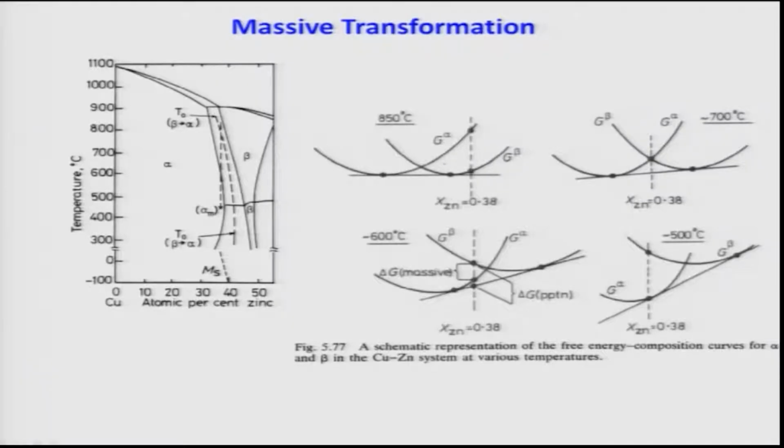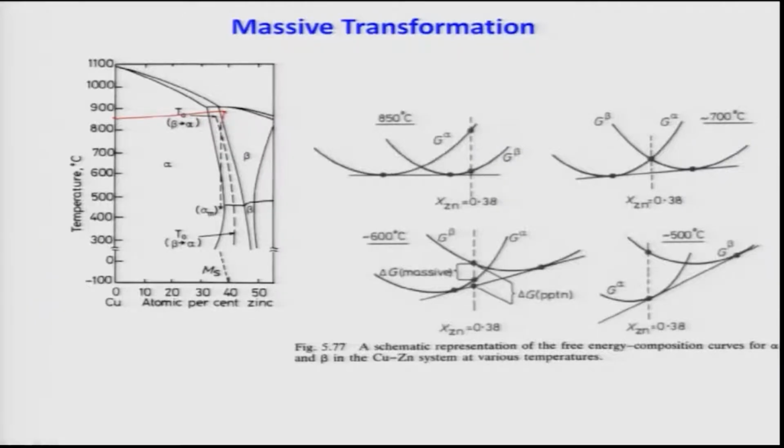At 850 degrees Celsius, the free energy curves of alpha and beta are drawn, you can see that, and the common tangent is this. This is my alloy composition, 38.7% zinc, and for this alloy there is no driving force for the transformation of beta to alpha, as you clearly see. So there is no point in drawing a common tangent either.